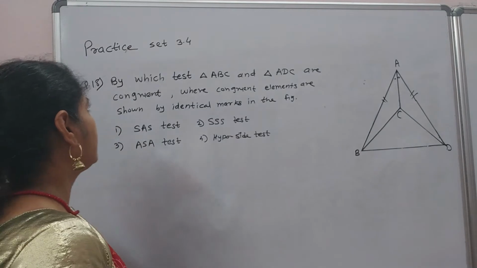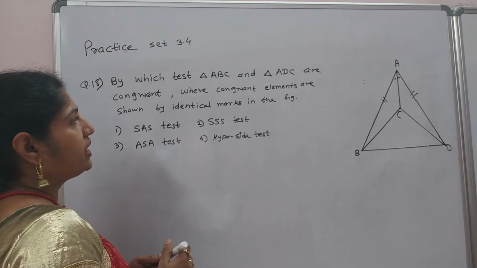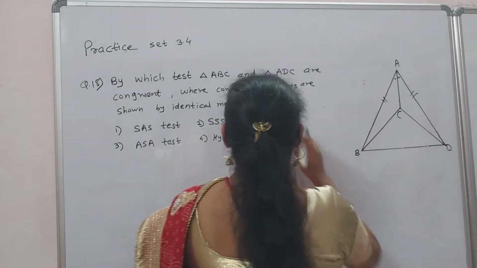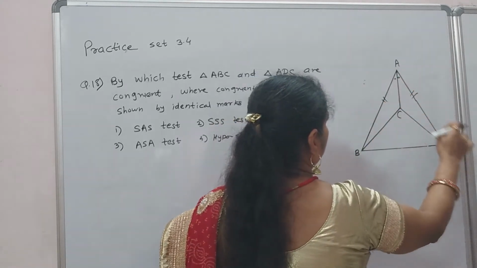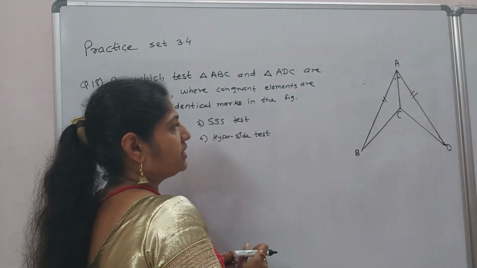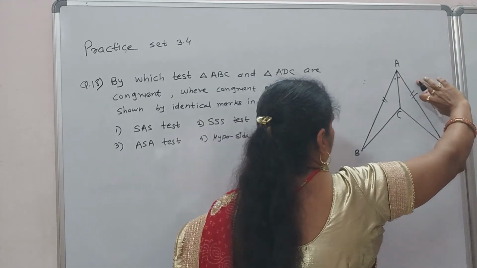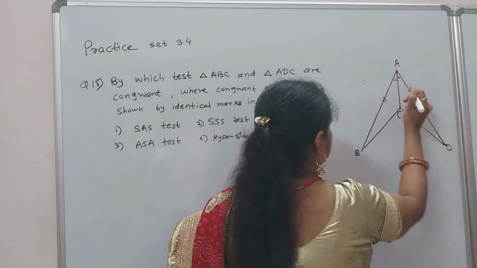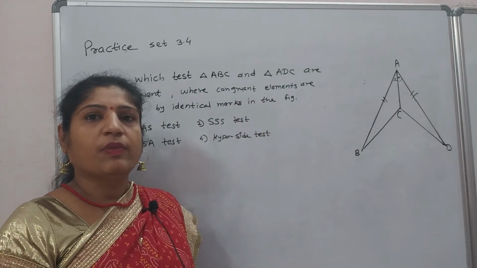Now next, same example. By which test are triangle ABC and triangle ADC congruent, where the congruent elements are shown by the identical marks? Look at this figure. The triangles are ABC and ADC. No need to look at triangle BCD, so only look at these two triangles. Now AB congruent with AD. Angle BAC congruent with angle DAC. Now only two congruent parts are given.